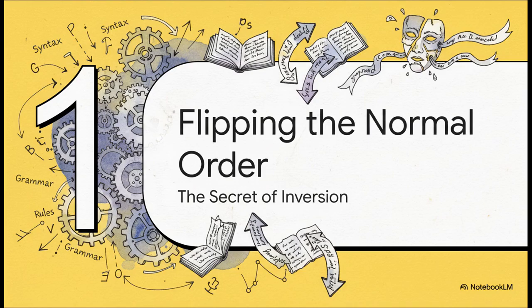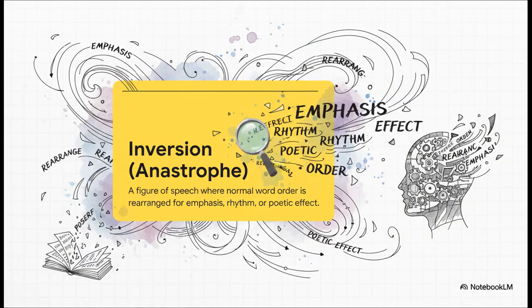Okay, so let's pull back the curtain. This whole word flipping thing isn't a mistake. It's a really powerful tool with a proper name. It's all about intentionally breaking the rules of grammar to create a very specific artistic effect. The technique is called inversion. Or, if you want to sound really fancy, you can call it anastrophe.